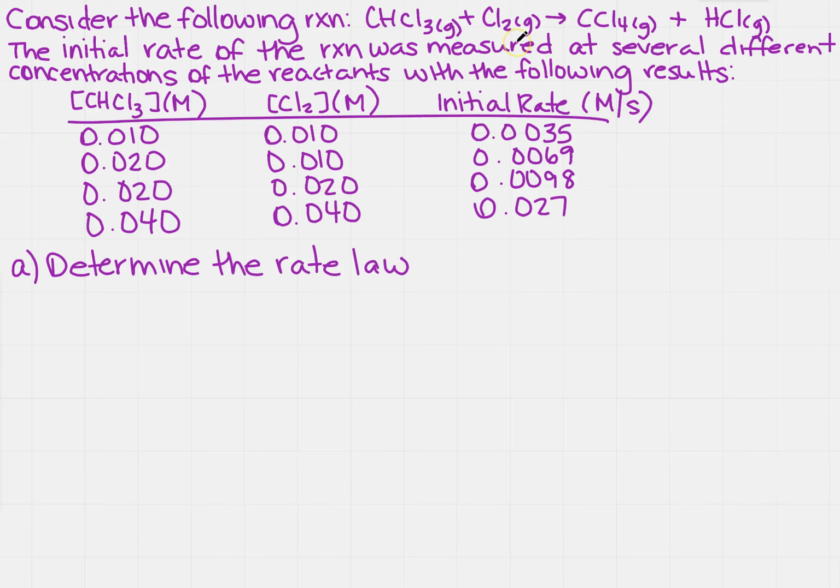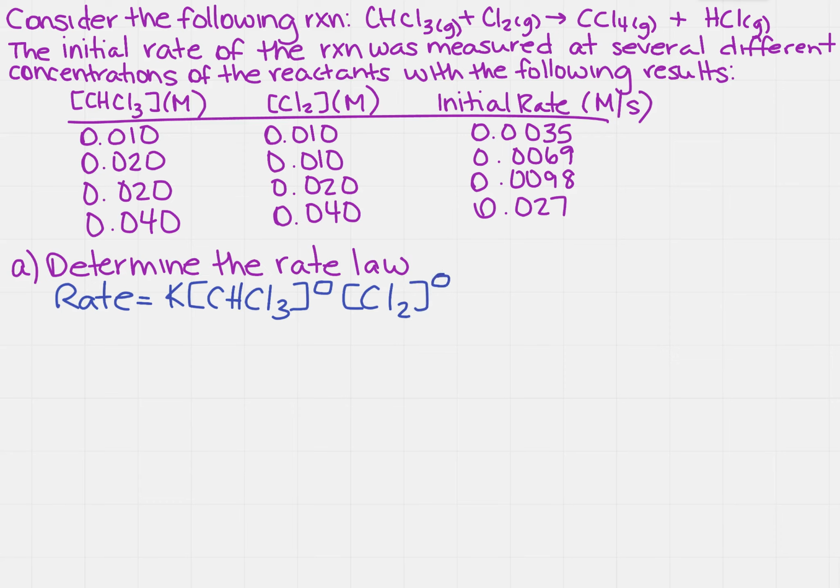Given the following reaction, and then this table which tells me the initial concentrations and the initial rate, I want to actually determine the rate law. Now if you recall, we know that rate equals k times the concentration of each term. It's going to be raised to some power. So the power is what I am looking for.